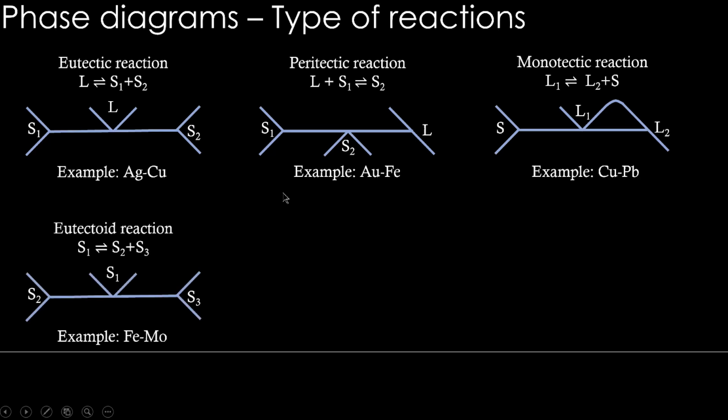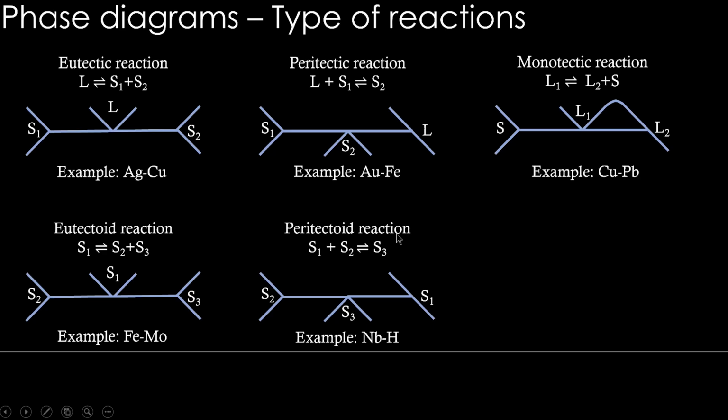Then eutectoid reaction. In this case, there is no liquid. Parent or product, if you see, there is no liquid involved here, but it looks very similar to the eutectic. But in the eutectic, liquid gives two solids. Here, one solid gives two other solids. Okay, so solid 1 gives solid 2 and solid 3. Example is iron moly system.